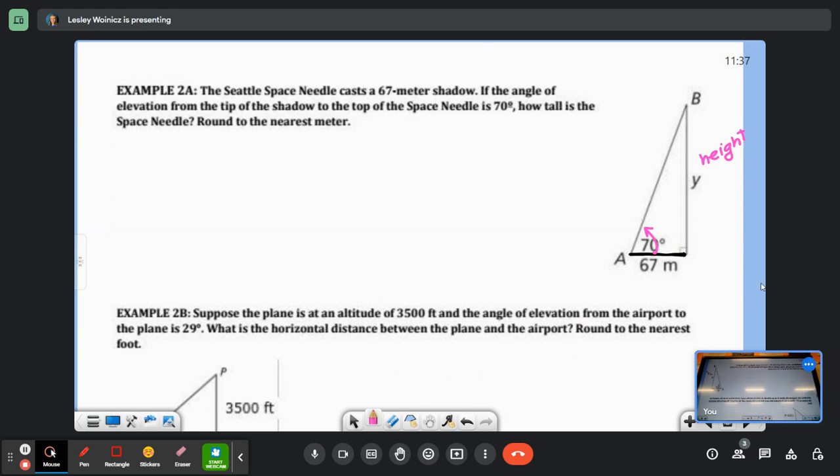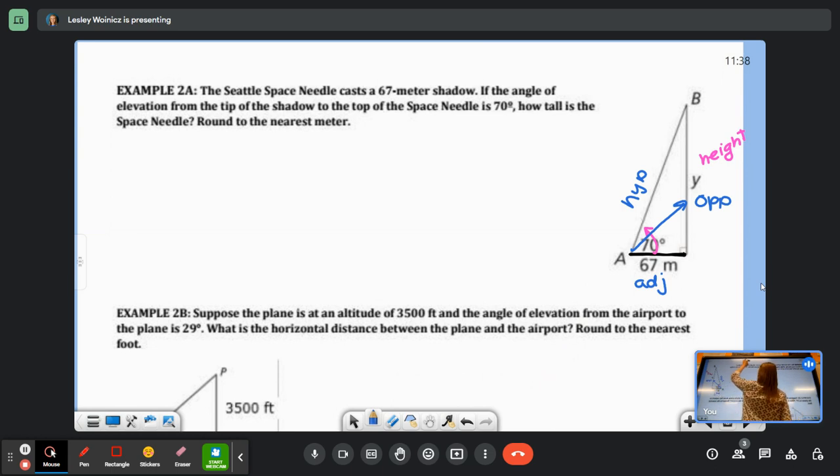So I have a right triangle because the Space Needle goes up vertically to the ground, which is horizontal. So I'm allowed to use my trig. If I'm looking at my 70-degree angle, what is this side? Yeah, this is the opposite. This is my hypotenuse, which I don't really need right now. And then this is my adjacent.